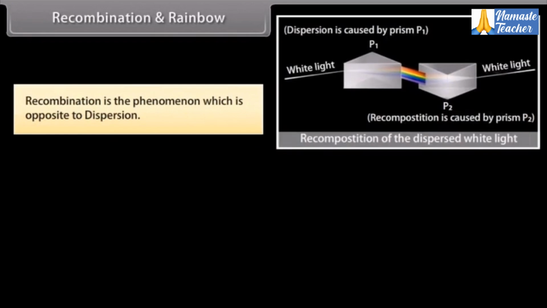Recombination and rainbow. Recombination. Isaac Newton observed that if he keeps two glass prisms parallel to each other such that one is inverted with respect to the other, then white light entering one prism gets split into seven colors, which when they fall on the other prism recombine to give white light again. This is termed as recombination.